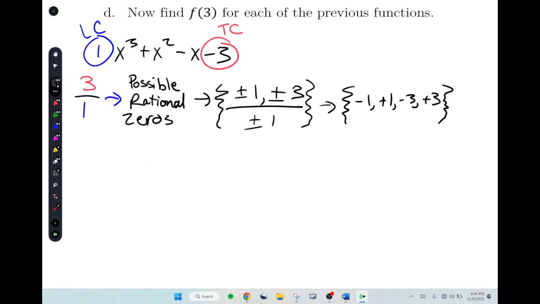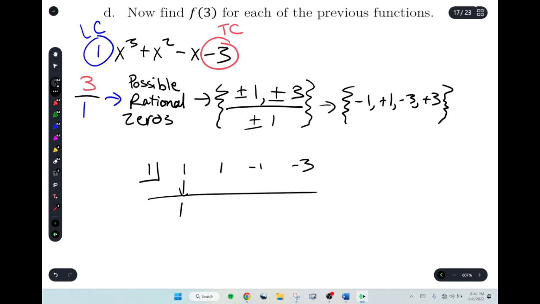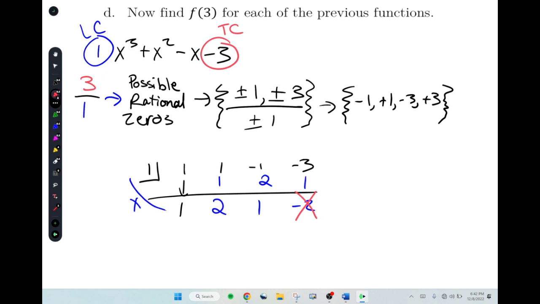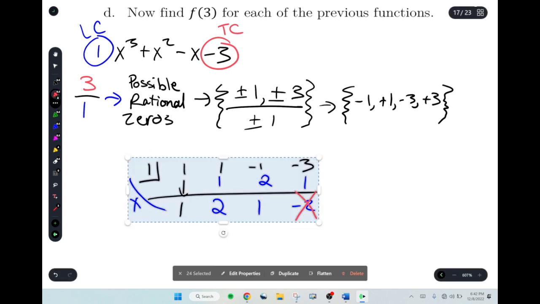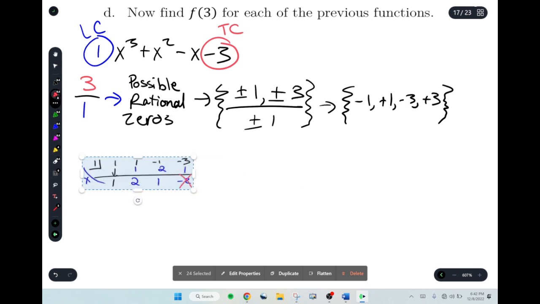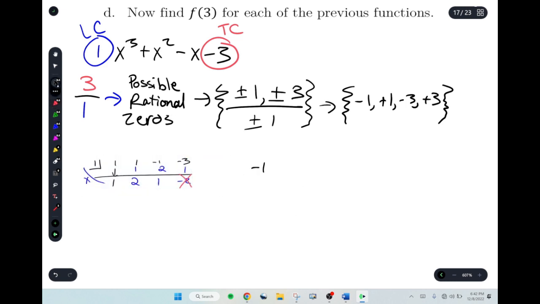1, backwards L. 1, 1, negative 1, negative 3. Drop it down. Multiply to start. You get 1, 2, 2, 1, 1, negative 2. No good. 1's not a solution. Good there? All right, so far? Okay, good. I'm just making sure we're not skipping over the step that mattered. All right, 1's not a solution. Let's try a negative 1.